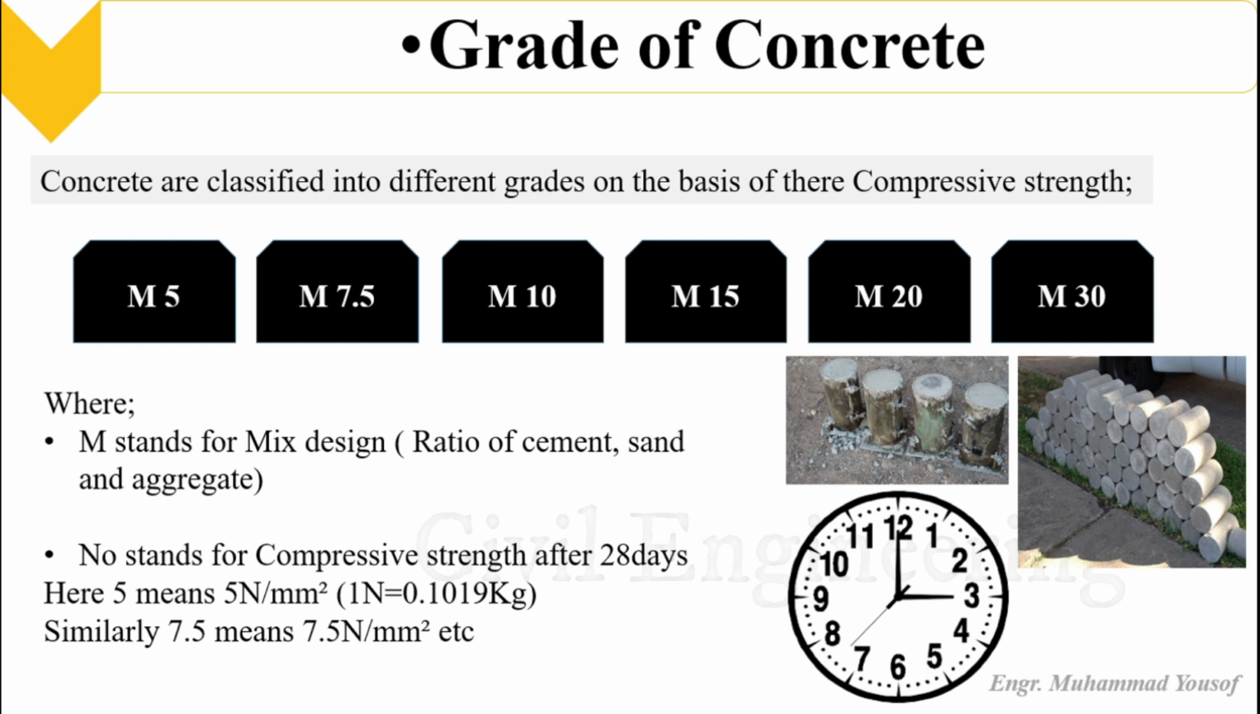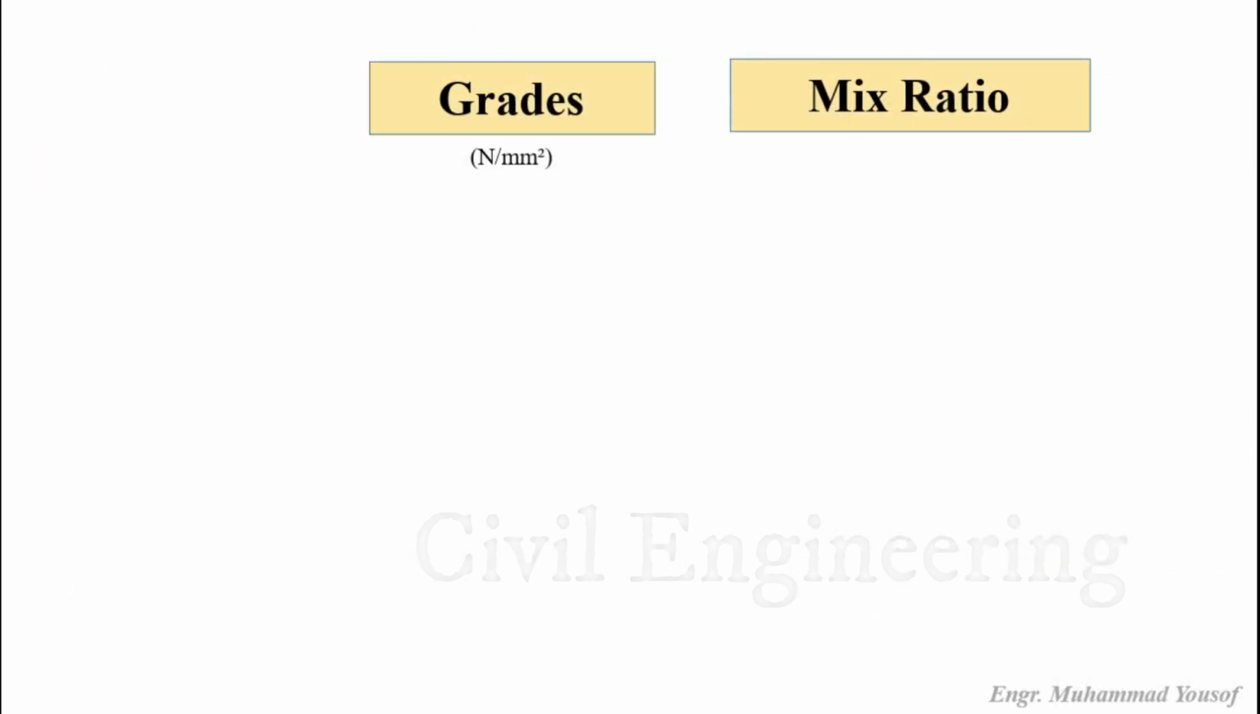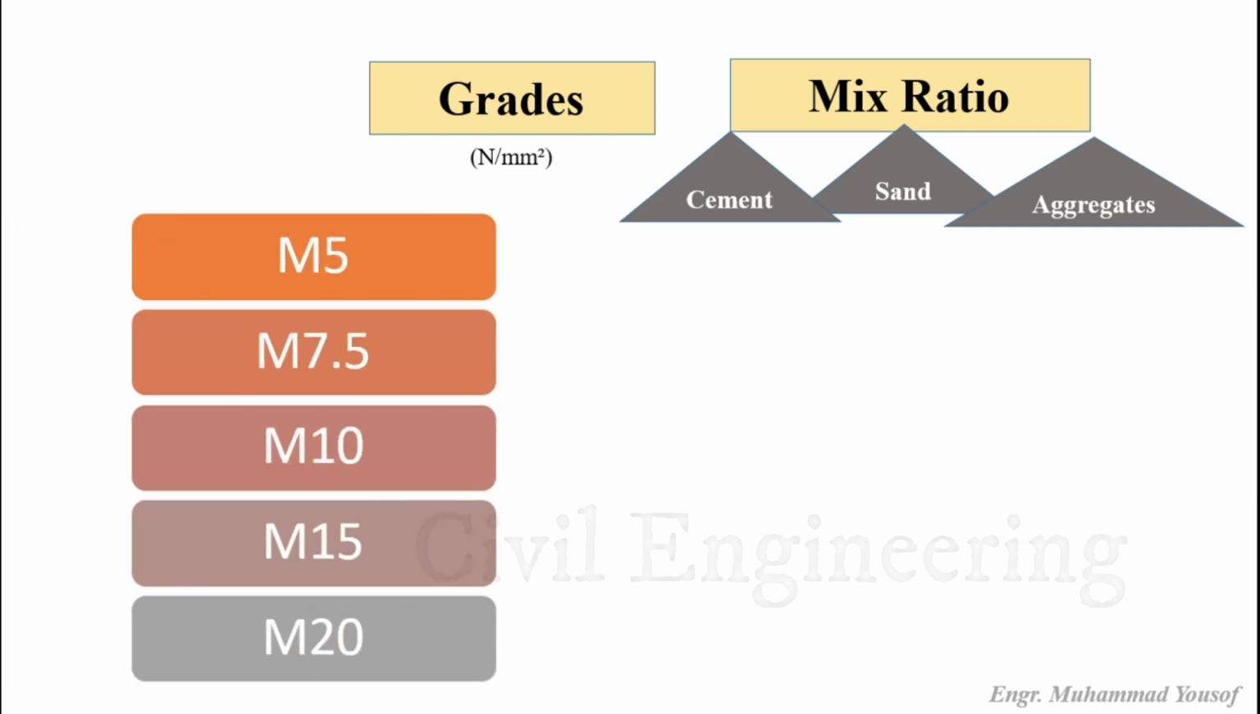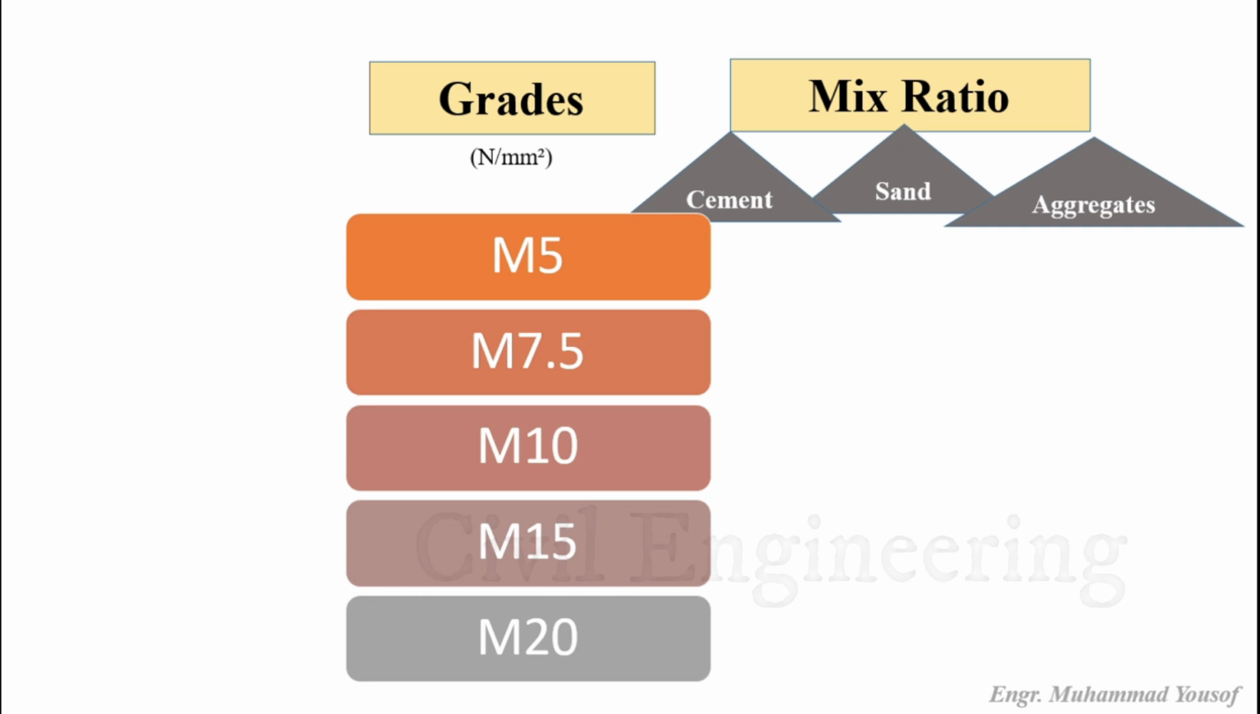Now let's move toward the second part of today's lecture. We know that we have different grades of concrete, and for different grades there are different mix design ratios. The mix design ratio depends upon cement, sand and aggregate. The grades are M5, M7.5, M10, M15 and M20, and for these grades there are different mix design ratios.